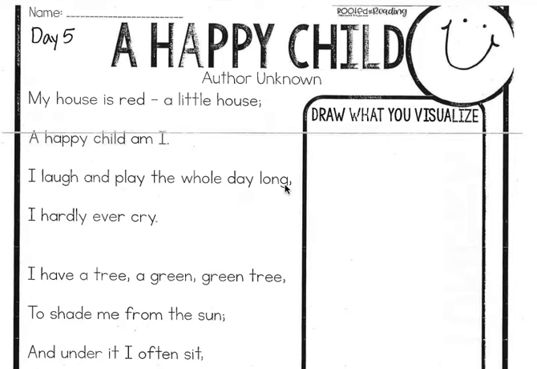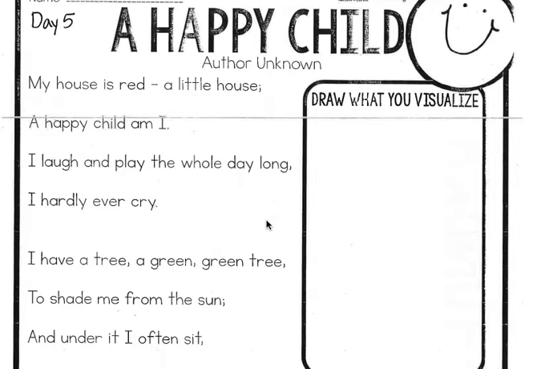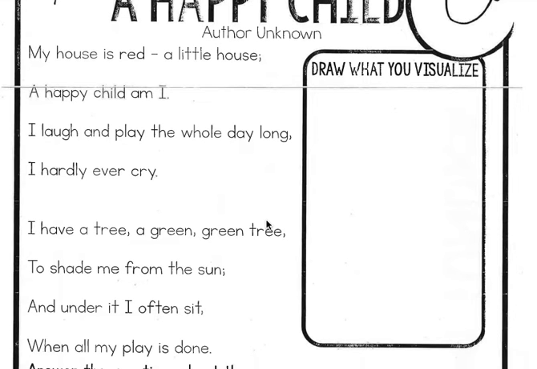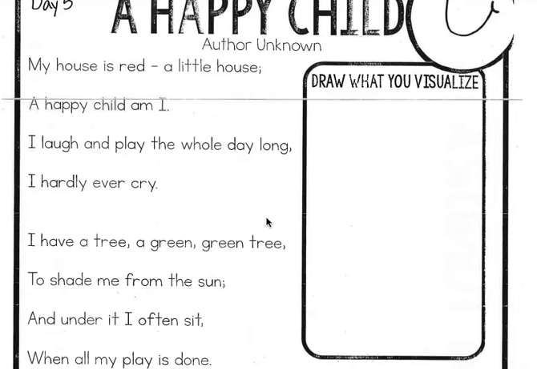Guys, here is our poem for today. It is called A Happy Child. My house is red, a little house. A happy child am I. I laugh and play the whole day long. I hardly ever cry. I have a tree, a green, green tree, to shade me from the sun. And under it I often sit when all my play is done.